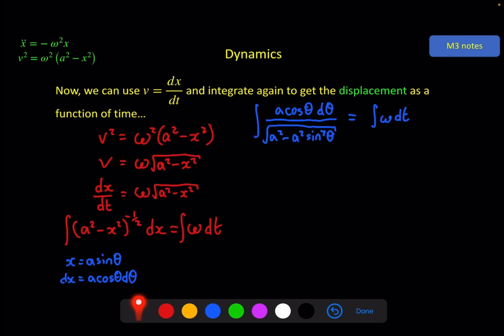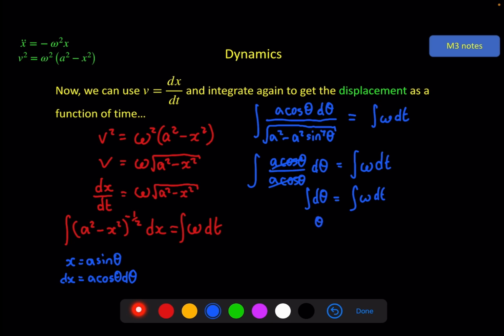Quickly looking through this, we're going to factorize out a squared and have 1 minus sine squared theta, but 1 minus sine squared theta is cos squared theta. So this will become a squared cos squared theta. Square root of that will be a cosine theta, and of course we have a cosine theta on the top. So if we simplify all of that with some trig, we get a cos theta over a cos theta d theta, which of course is suddenly very nice. And we get the integral of d theta is equal to the integral of omega dt, giving theta is equal to omega t plus c.